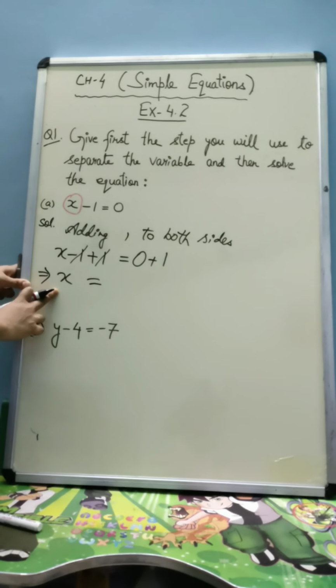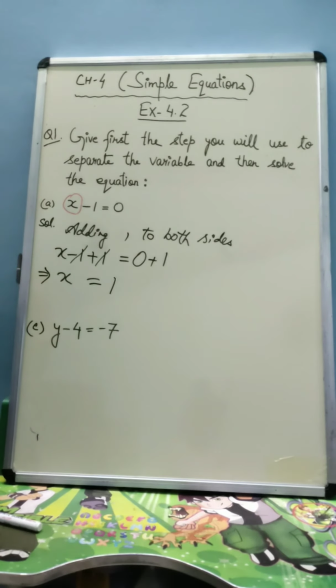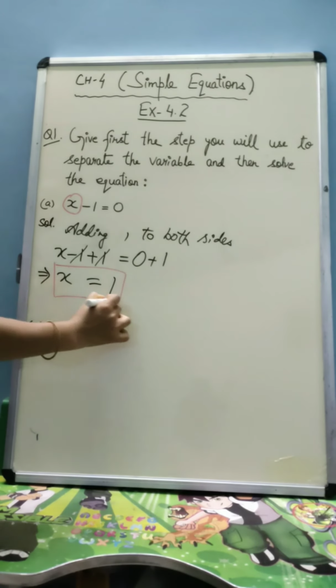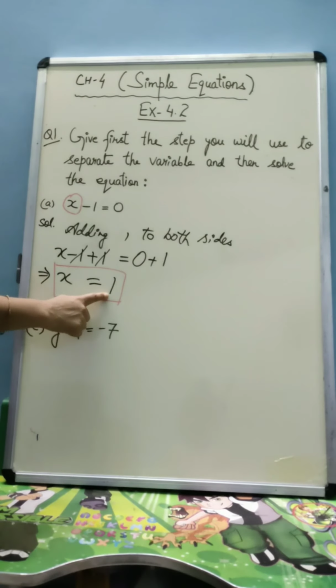Okay, so x here in the LHS, and 0 plus 1 is equal to what? 1. So x is equal to 1 is the required answer. Okay, so the value of x is 1. I hope it is clear to everyone. Now the E part. See the E part, students.